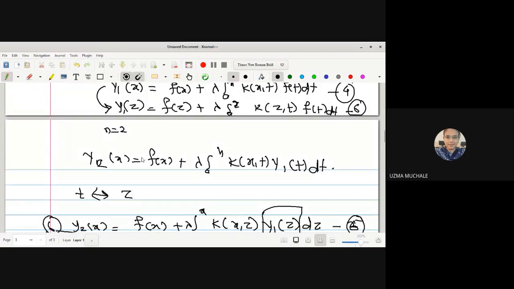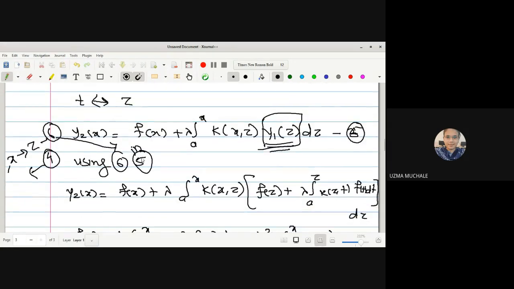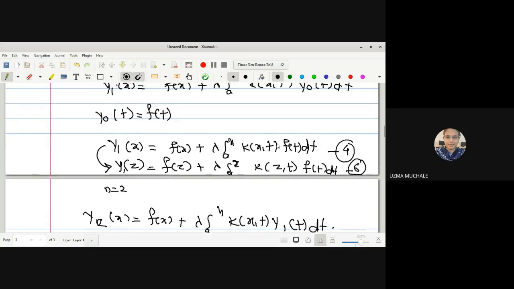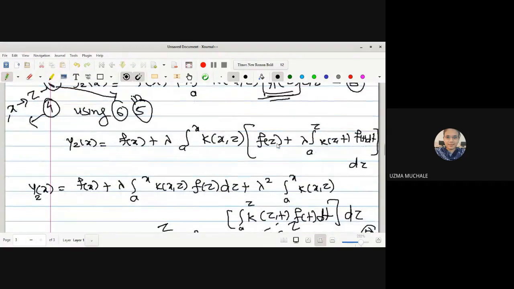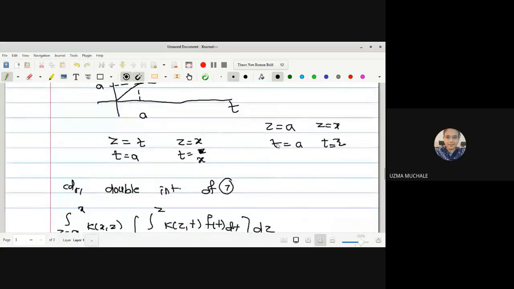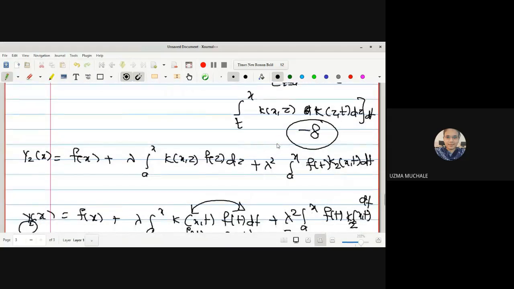Then similarly we can get y2, replacing t by z. Why are we going to replace this? Because we have to use the formula for the iterated kernel. In equation 5, we have to find y1 of z. To find this y1 of z, we go back to equation 4, which we obtained by putting n equal to 1 and using the initial condition y naught of t is equal to f of t. Using this equation 6 in 5, we get this equation. After that, we have to use the double integration, that is, change of order. After changing the order, we substitute, and then we get equation 8.